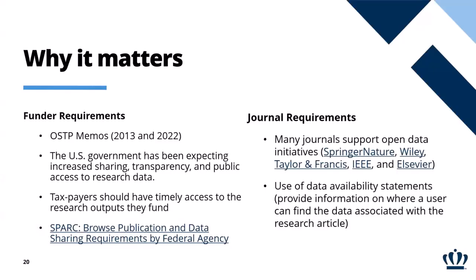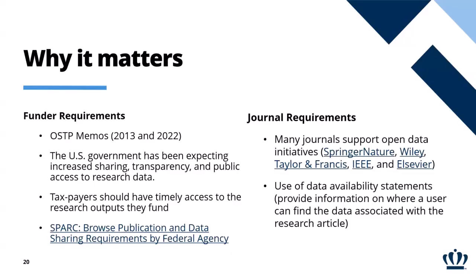In addition, open data may be a requirement of funders and journals that you work with. So the U.S. Office of Science and Technology Policy has issued 2 memorandums, and these memorandums seek to increase public access to research and research data that's publicly funded. So taxpayers should have timely access to the research outputs that they fund. These public access policies are going into effect now and must be in effect by the end of the year. And you can search for specific agency requirements on this Spark website, which is linked here.